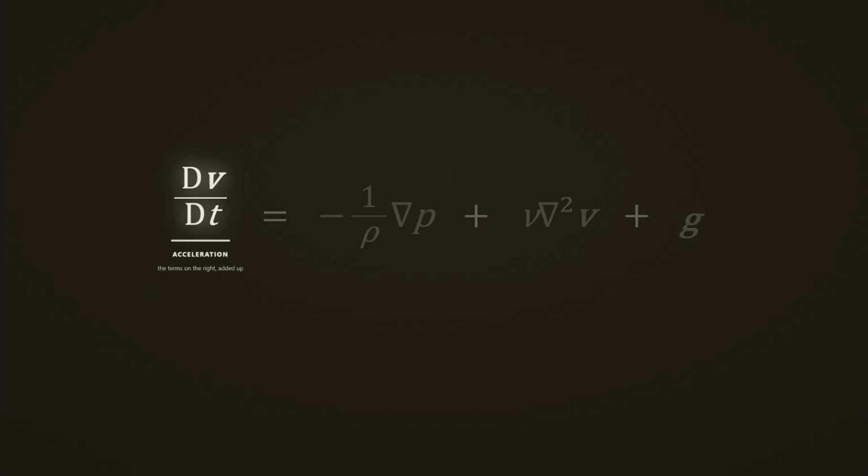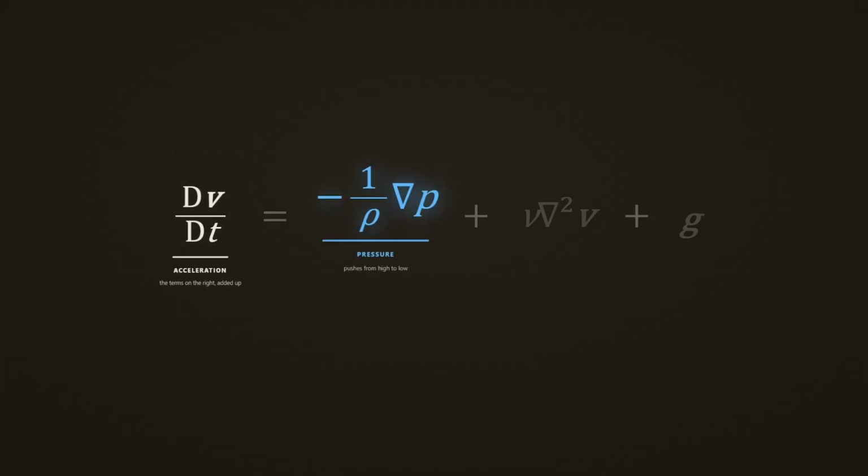Let's take a look at the first piece on the right, the pressure. Wherever the fluid gets crowded, pressure builds up, and this term pushes it from high pressure towards low. So crowded spots shove themselves apart, and that's what keeps the fluid from just collapsing into itself.